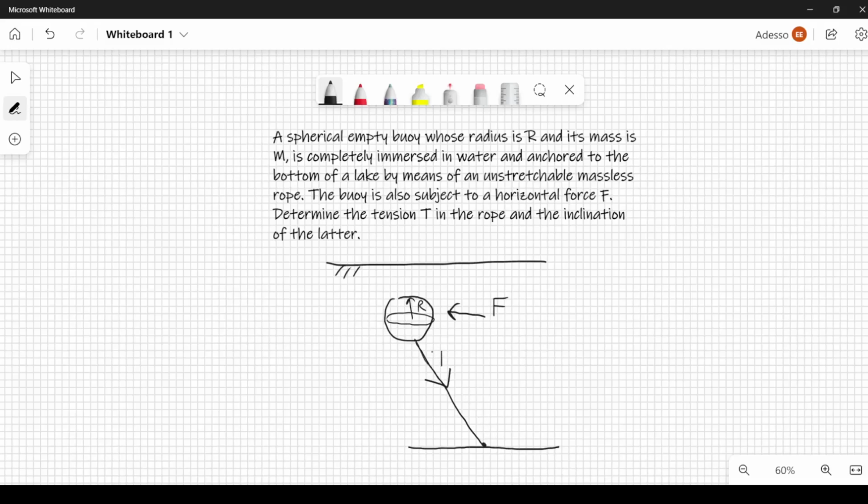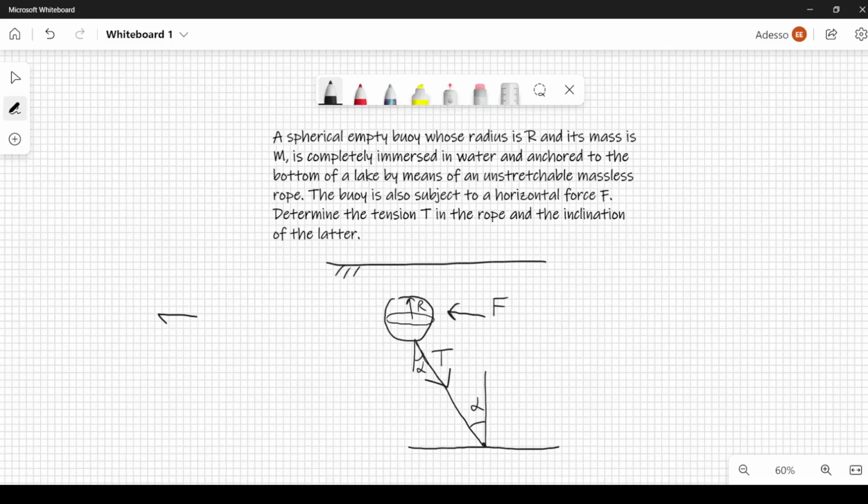And this rope has a tension T, and it also has an inclination with respect to the vertical line. For example, we can call this alpha, which is the same as this alpha here. And we simply have to calculate T and alpha. So let's consider all the forces acting on the buoy.